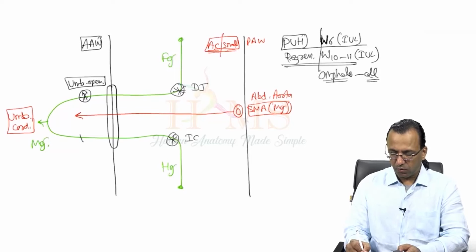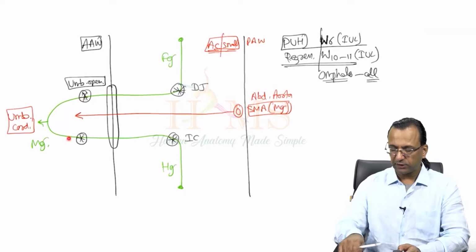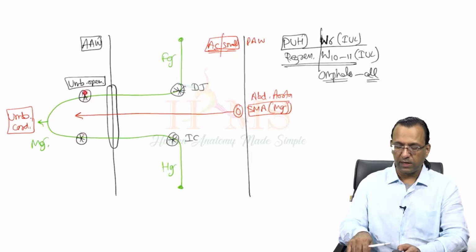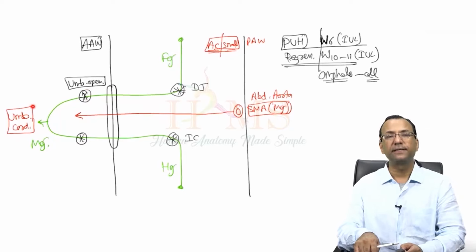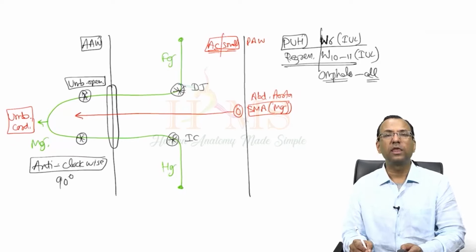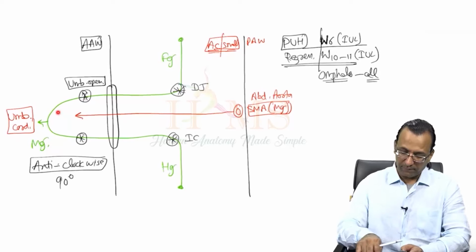And when they move out, this is the DJ moving out, and that is the IC moving out. Now DJ and IC, because both of them belong to midgut, they have moved out of the anterior abdominal wall through the umbilicus. Inside the umbilical cord, they start rotating anti-clockwise. Then how much rotation are they doing? 90-degree anti-clockwise when they are inside the umbilical cord.